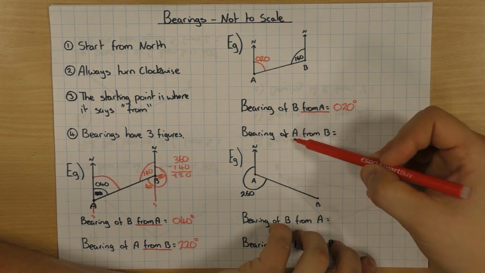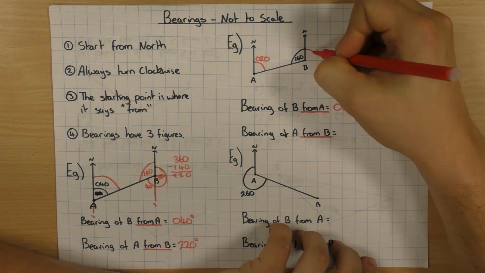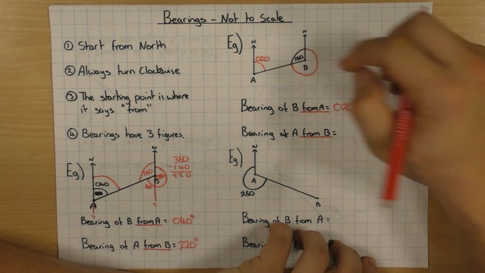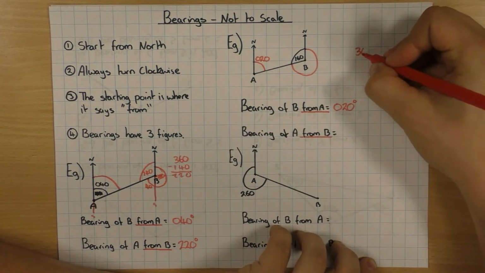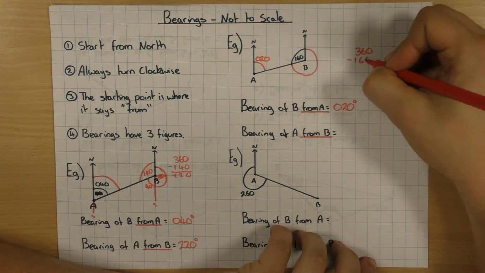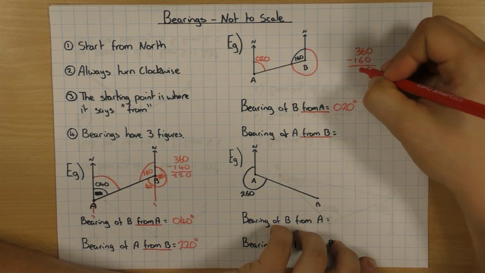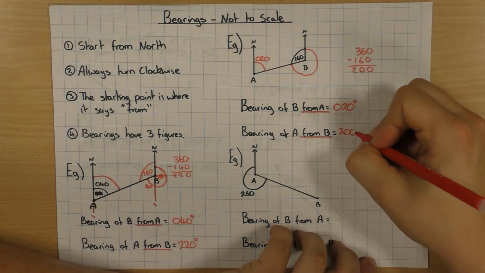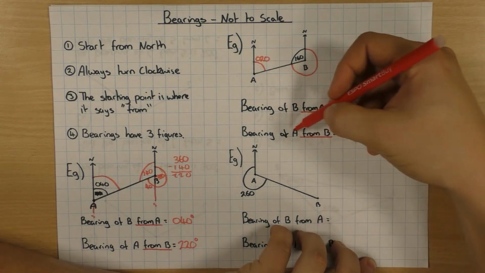Next bit, bearing of A from B. This time I'm at B. Again, north, clockwise. That's the bearing that I want. Now, I've already been given that's 160, so just like I did over there, I'm going to do 360, which is all the way round. I'm going to take away the angle that I don't want, which is that 160. No prizes for getting that one. 200 degrees. So 200 degrees would be the bearing of A from B.